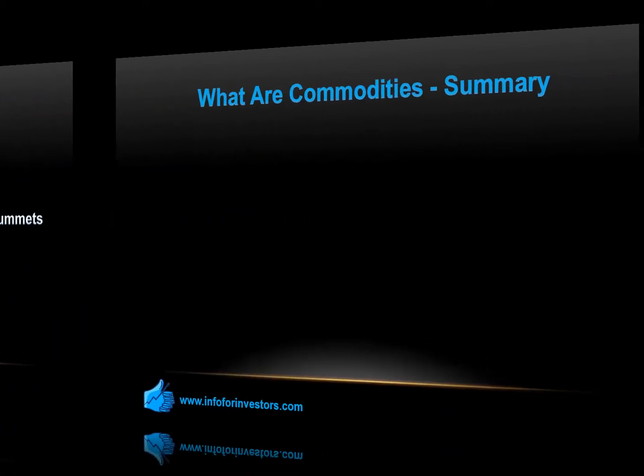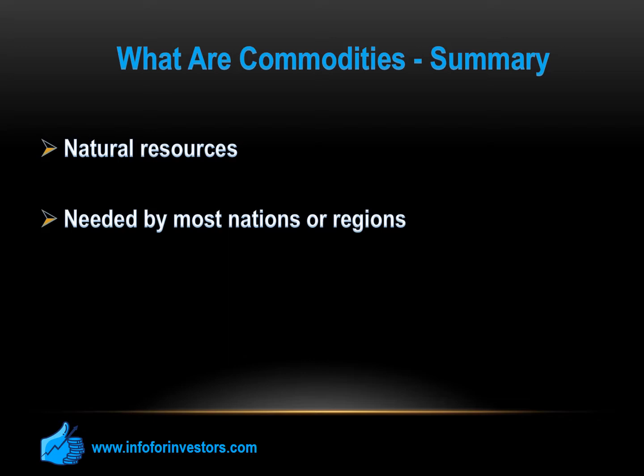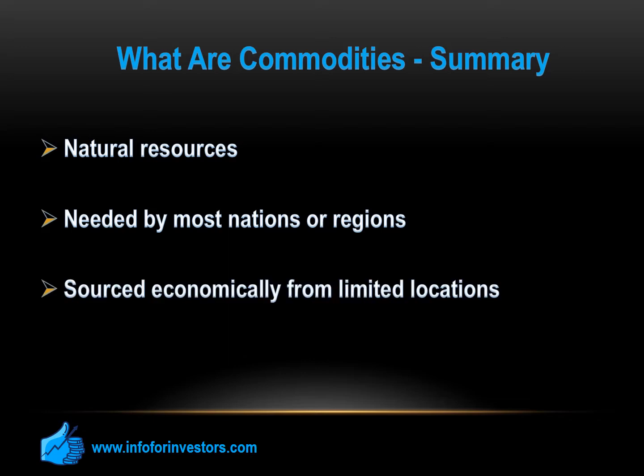Commodities, to summarize, can then be described as follows. They are natural resources, they are needed by most nations or regions, they are sourced economically from limited locations, they incur large price fluctuations, they are generally uniform and fungible.